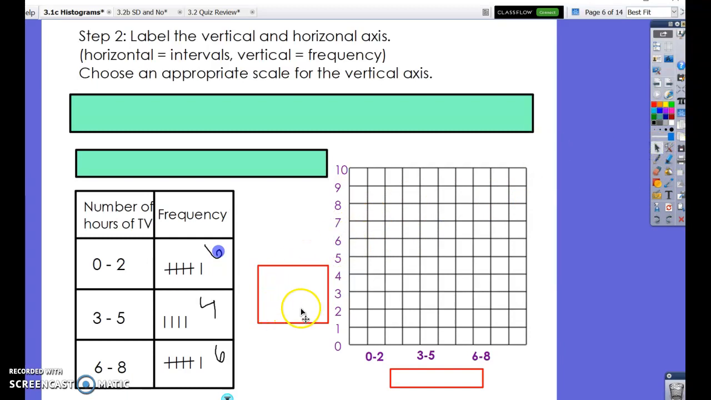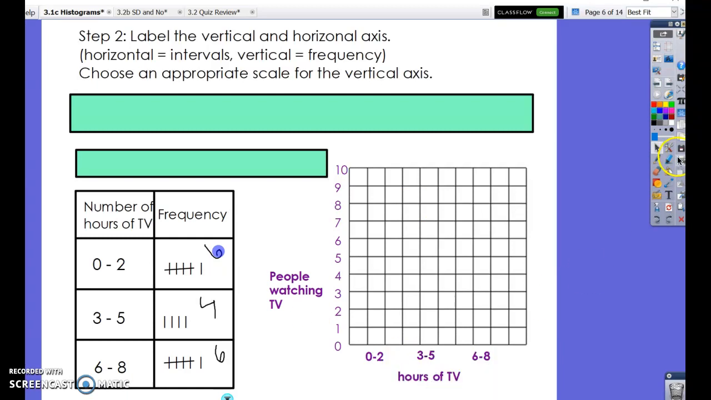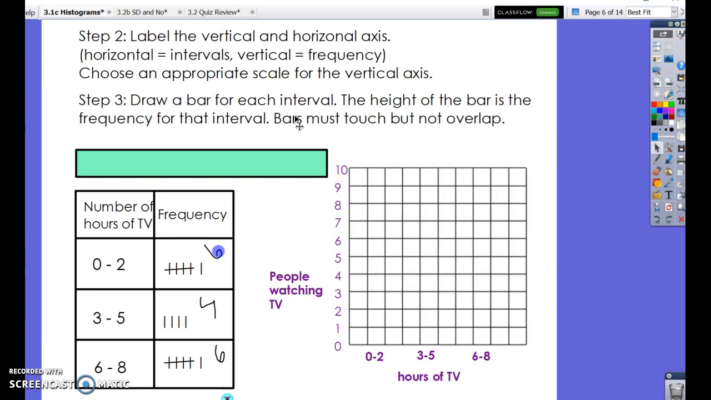We also want to label these. So we're talking about the people watching TV and the hours of TV that they're watching. So we've chosen an appropriate scale. We've labeled our axes. So now we are ready to draw a bar for each interval.